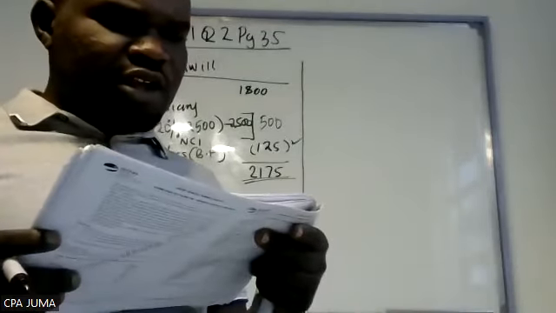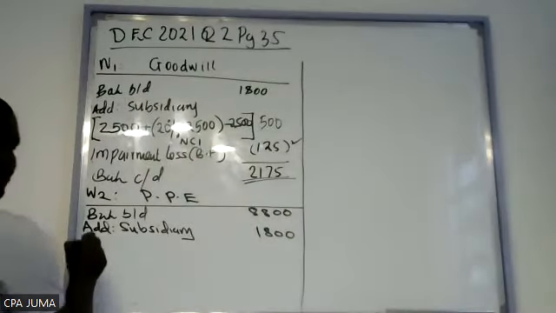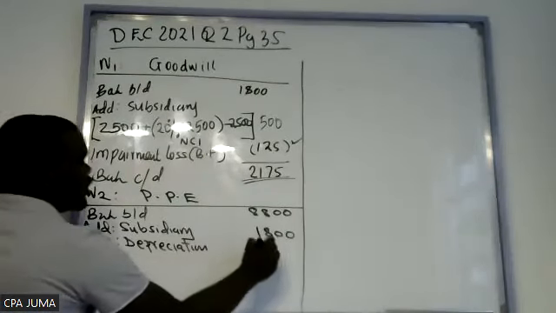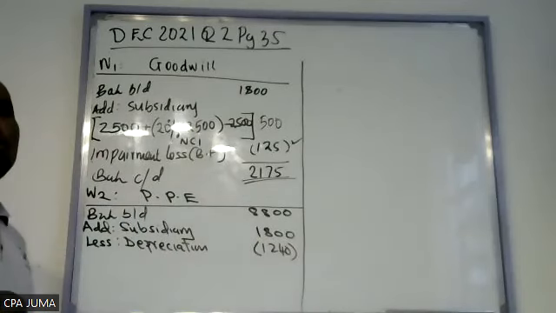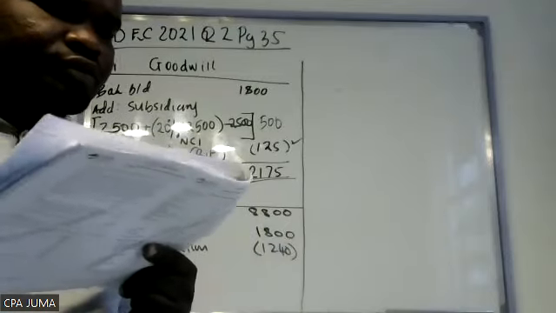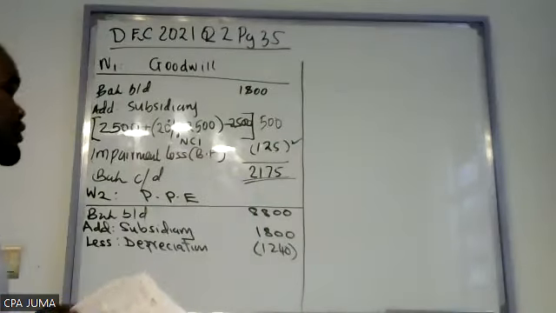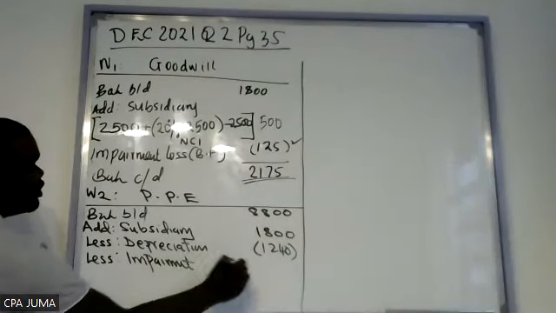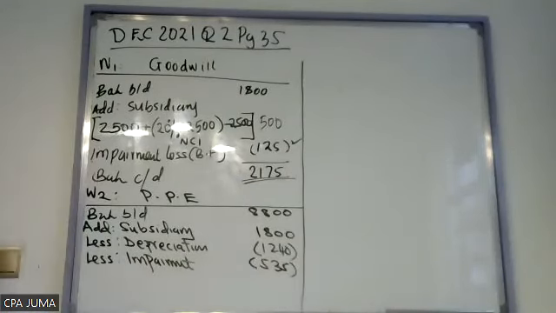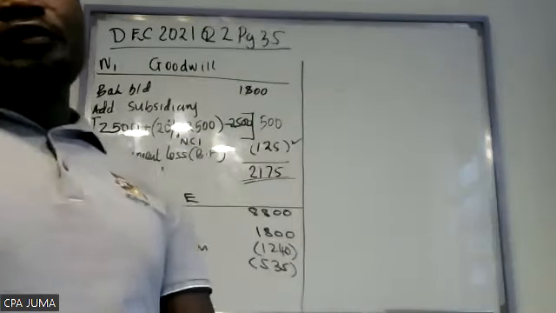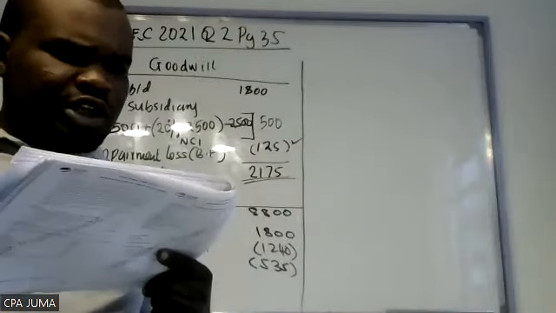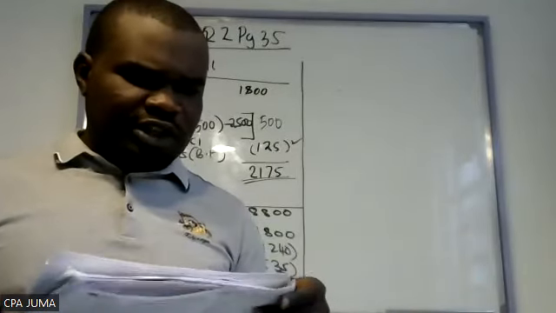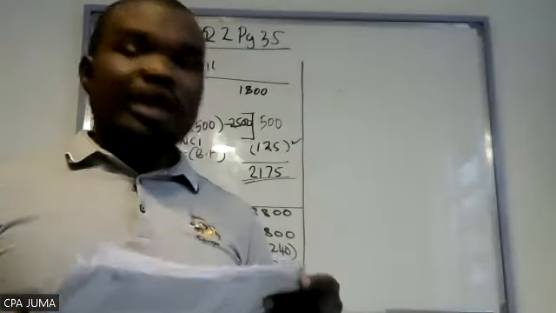Now let's go to note two. In note two, the depreciation charge amounted to 1240. So depreciation, you subtract 1240. And also, they have said the impairment loss was 535, so less impairment 535. Then the examiner goes ahead to say, prior to the impairment review, prior means before the impairment review, the group had a balance on revaluation of 625, of which 250 related to property impaired.